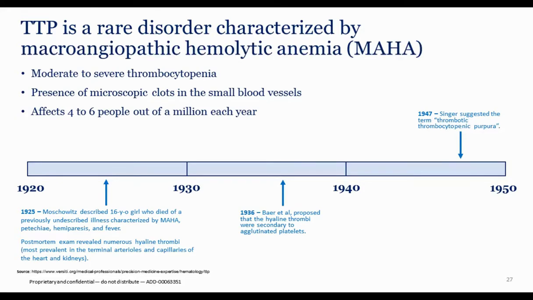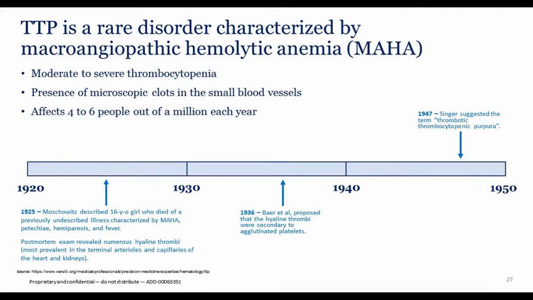Here we have a timeline to show you some of the discoveries with TTP. It was first described in 1925 by Dr. Eli Moskowitz, who described a 16-year-old female who died from a previously undescribed illness that was characterized by microangiopathic hemolytic anemia. She presented with petechiae, hematuria, and fever as well. On post-mortem exam, it was shown that she had numerous hyaline thrombi that were present in her arterioles and capillaries, and these were present in the heart and kidneys.